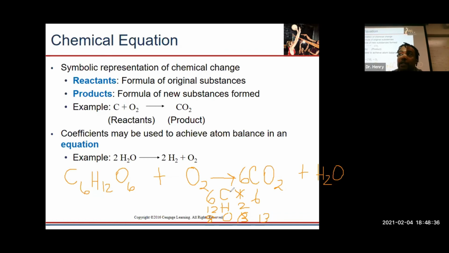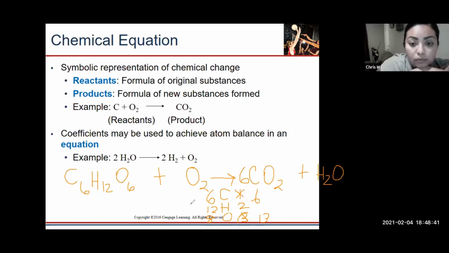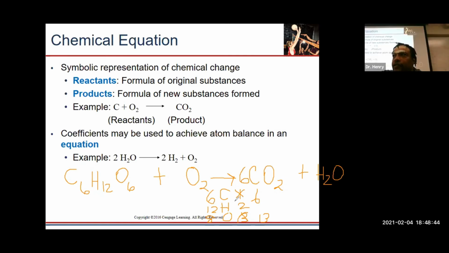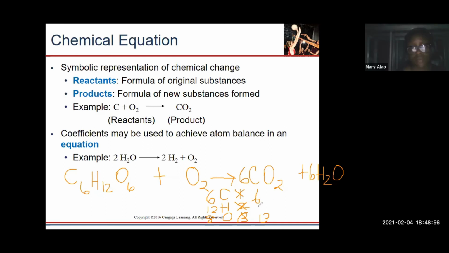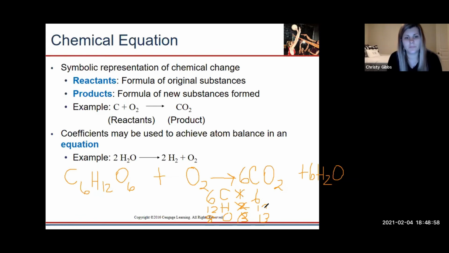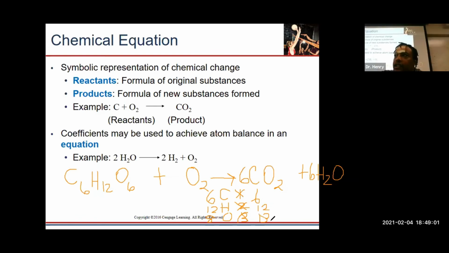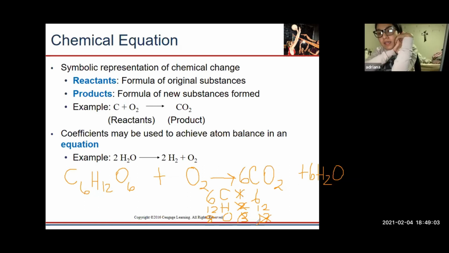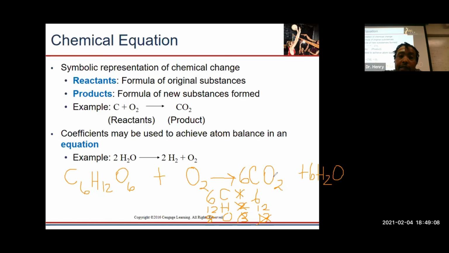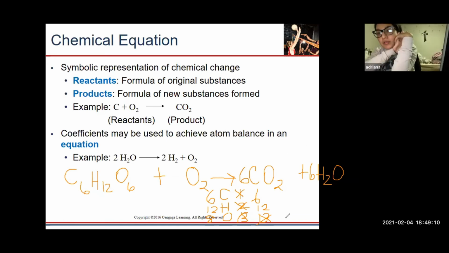Now is it balanced? Is everything balanced? Our carbons are balanced. Now what about our hydrogens? Are they balanced? No. How can I balance my hydrogen? Add a 6. So you're saying put a 6 here? That would give me how many hydrogens? 12. Then how many oxygens do I have? 6 times 2 is 12 plus 18. Okay.